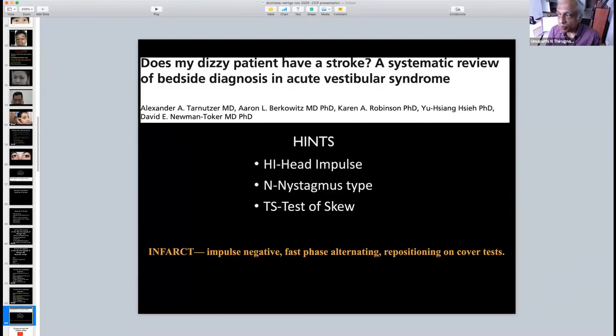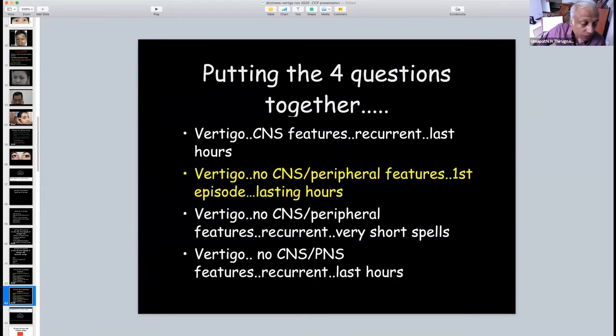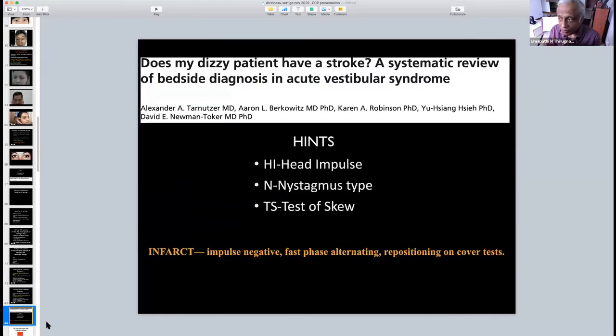This is a beautiful study that was done about 10 years ago by Newman-Toker and his team from Johns Hopkins, and has become entrenched now in the stroke literature, that when a person comes to you with this kind of story, and you're not able to discern an acute vestibular syndrome from a benign peripheral pathology like vestibular neuritis from a serious disorder like posterior circulation stroke, then it's mandatory for you to apply the HINTS that we already talked about. Do the head impulse, okay?